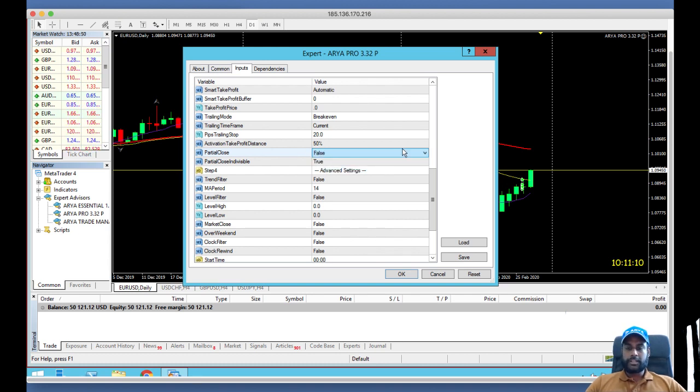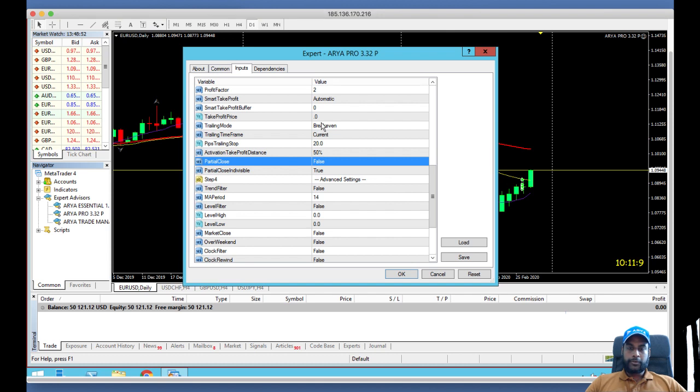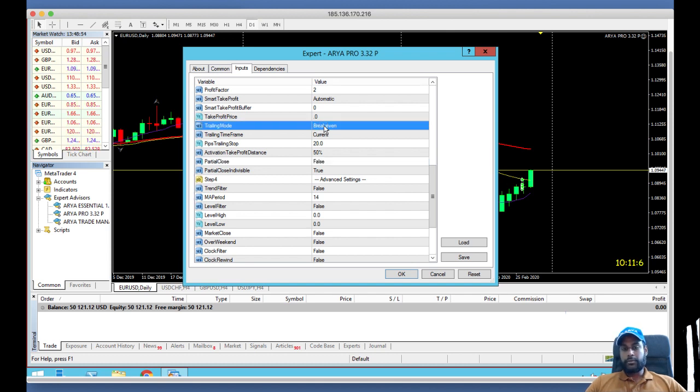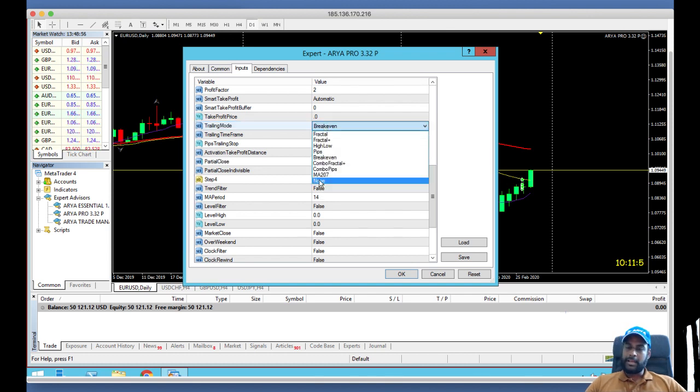I will put false because I'm not using it, and for the trading mode, I will put none also because I'm not using it. But if you're using it, choose whatever you want.